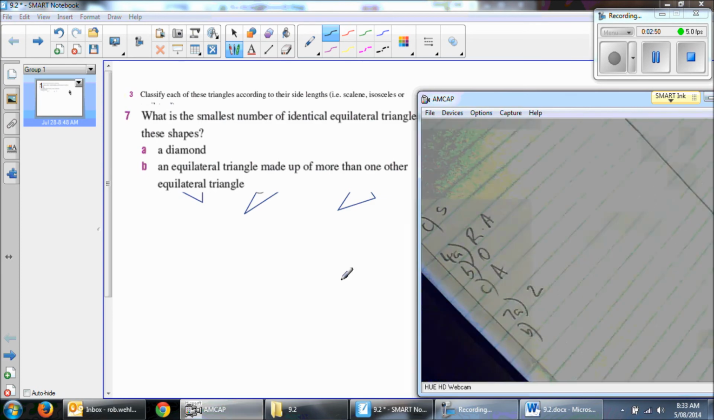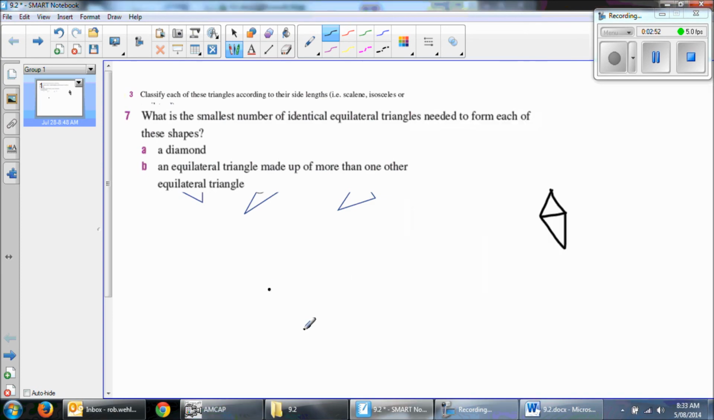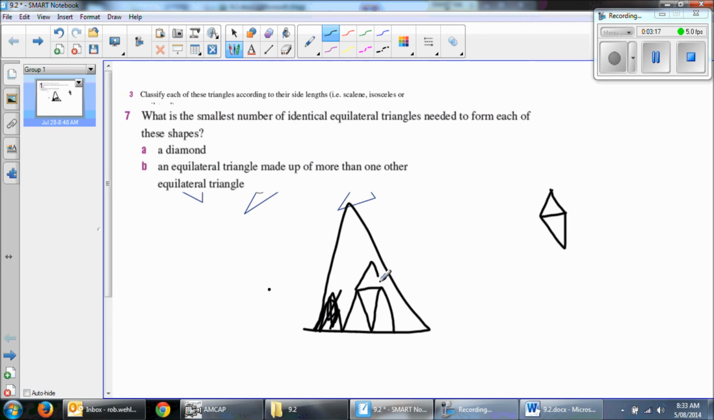For B, it asks us an equilateral triangle made up of many other equilateral triangles. So if I have an equilateral triangle, and I have 1 equilateral triangle on the bottom, another one here, another one here, like that, and then I'll need a couple. Oh, actually I don't need 3 on the bottom, 2's enough, and then I put 1 on top like this. I get myself an equilateral triangle. So that's 1, 2, 3, 4. 4 triangles will give that to me.